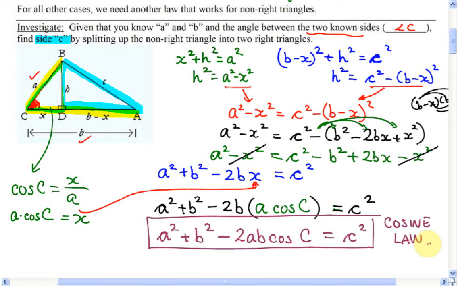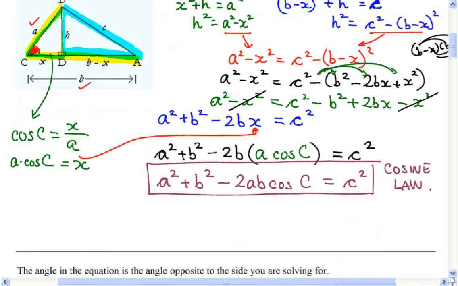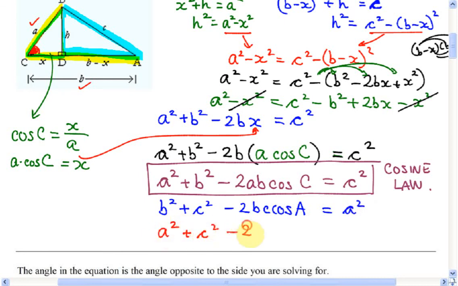Okay? Now, just to let you know, your textbook actually shows you 3 different forms of cosine law. If you want to write down the other forms, this is what they do. Your textbook also has b squared plus c squared minus 2bc cosine of angle A equals a squared. It's really just rearranged. They also have this one: a squared plus c squared minus 2ac cosine b equals b squared.